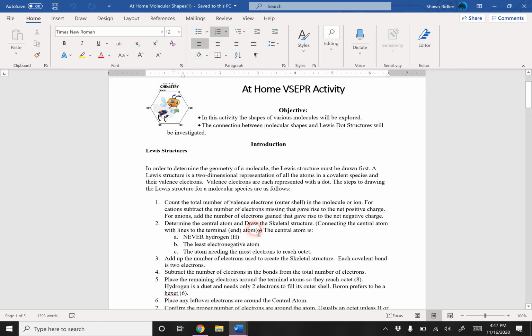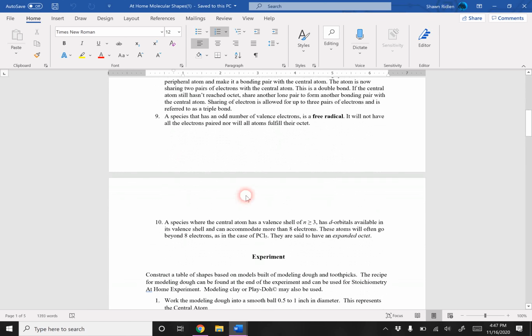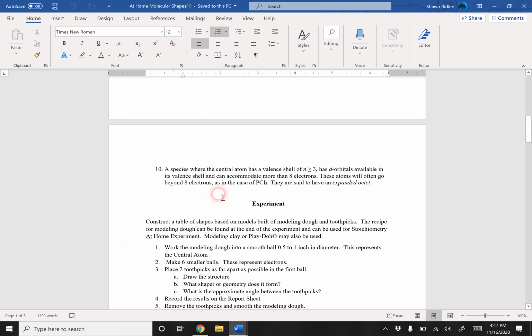Okay, so the first thing is Lewis structures. I will also post a video of mine that goes over in detail drawing Lewis structures that I think you'll find helpful if you've never done it before. So that'll be your first section, and then we'll get into your actual experiment.